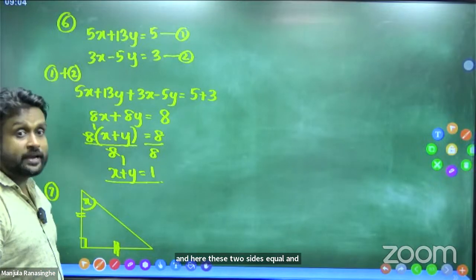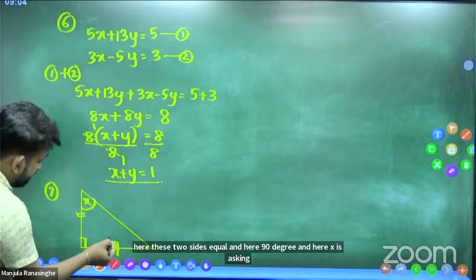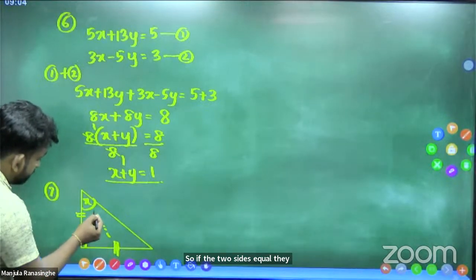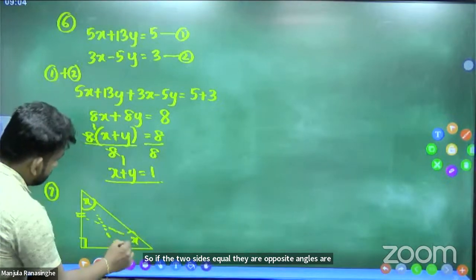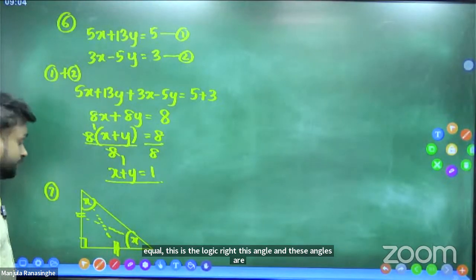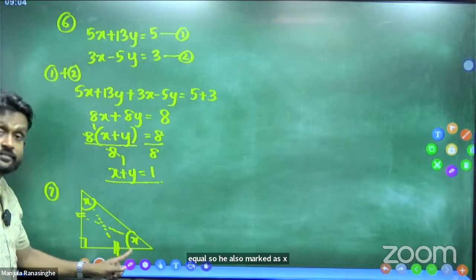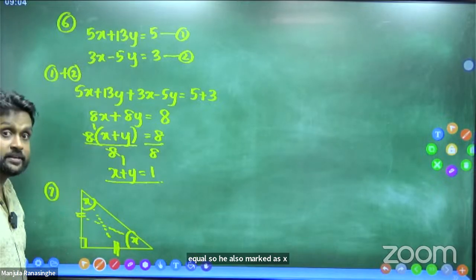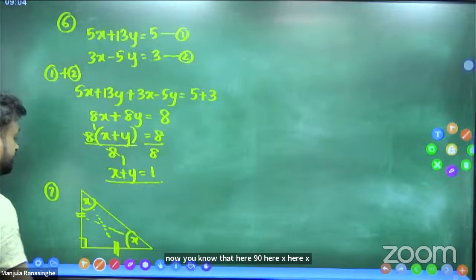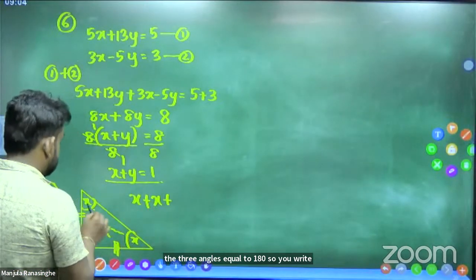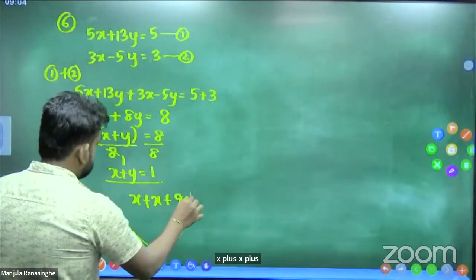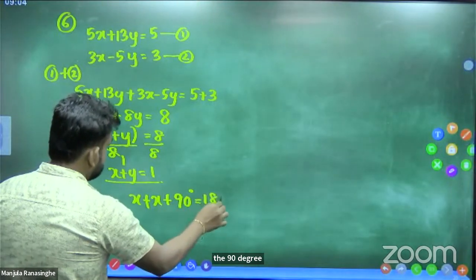So if two sides are equal, their opposite angles are equal. This is the logic, right? This angle and this angle are equal, so he also marked it as x. Now you know that here is 90, here x, here x. The sum of all three angles equals 180.